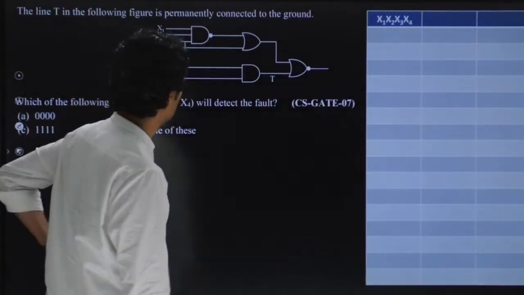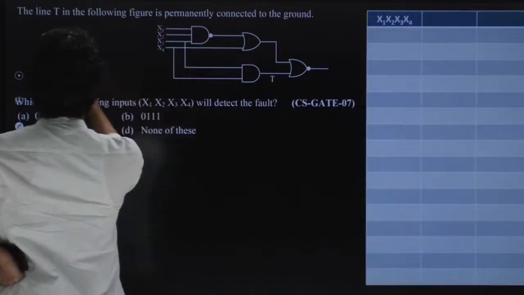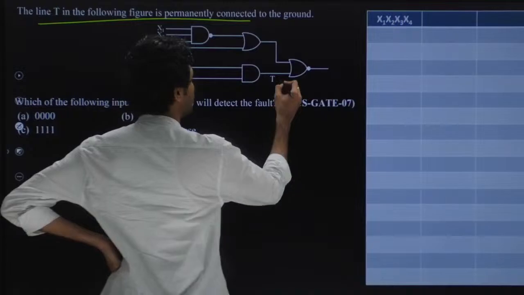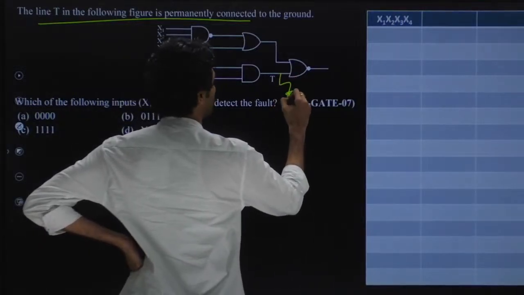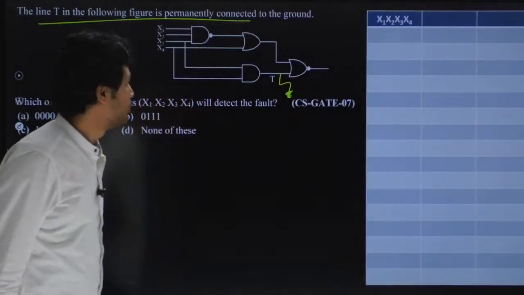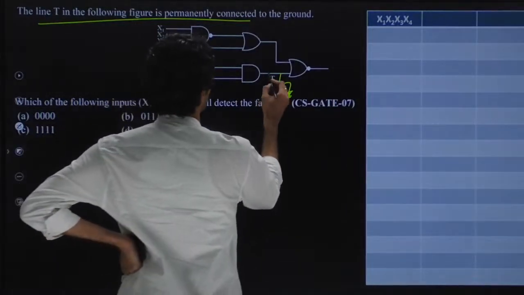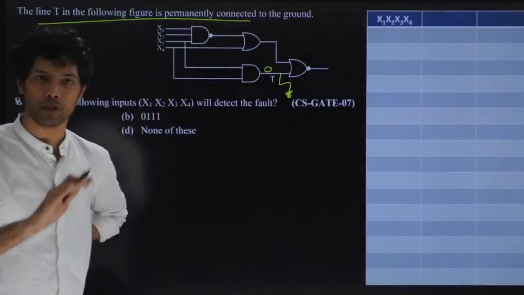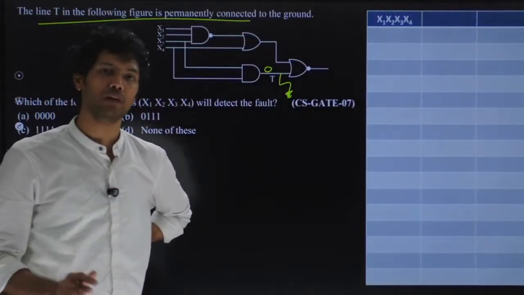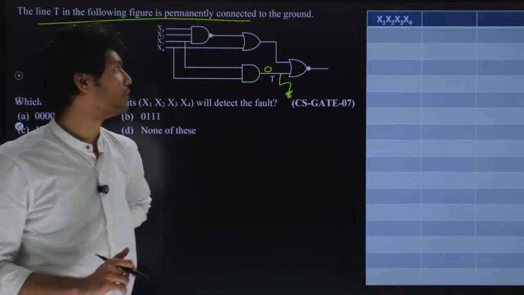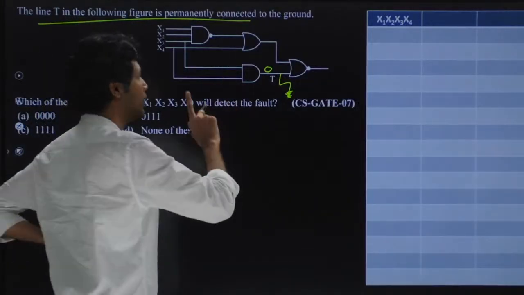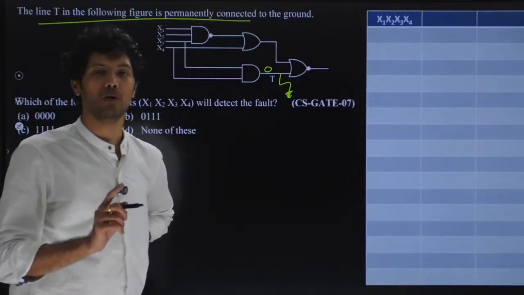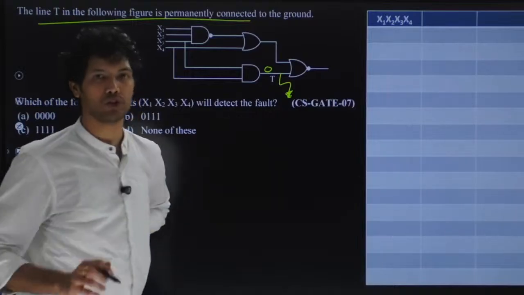So where is the fault present here? The line T in the following figure is permanently connected to ground. This is basically a fault. Since this is always connected to ground, the T value is always 0 irrespective of the inputs that you apply. Hence, the output of the circuit will not behave as expected, and you have to identify the fault by applying some combination of inputs.